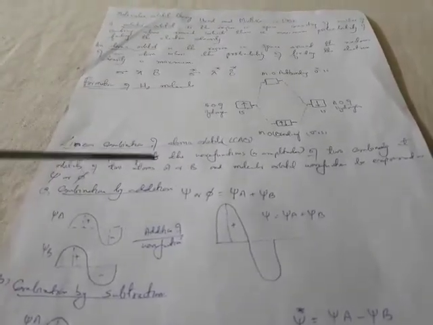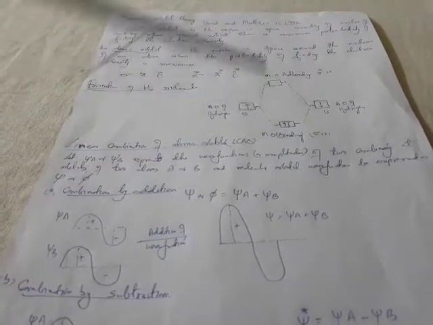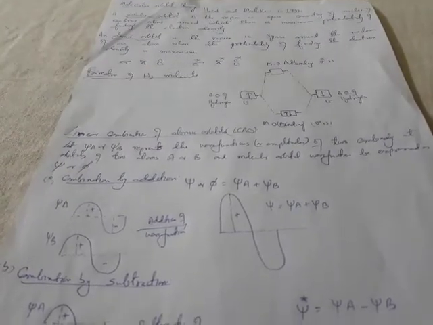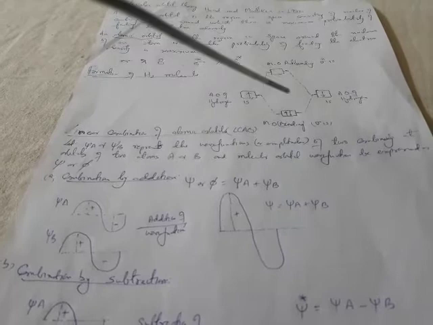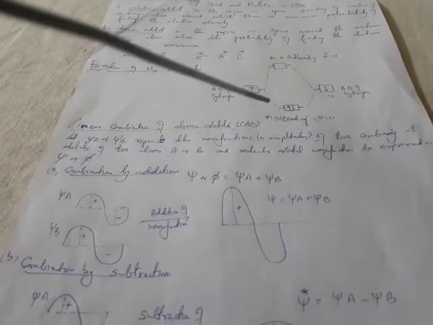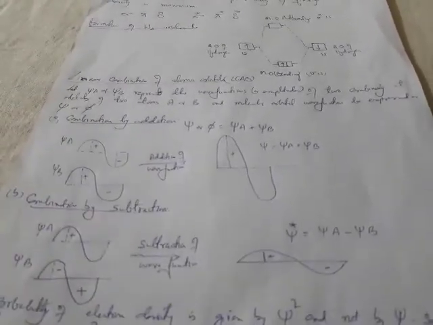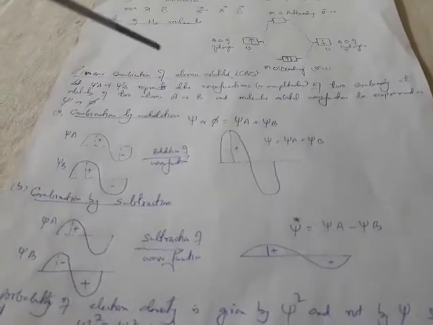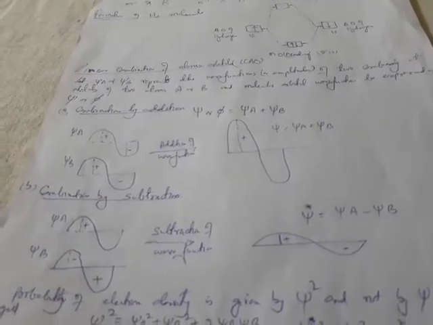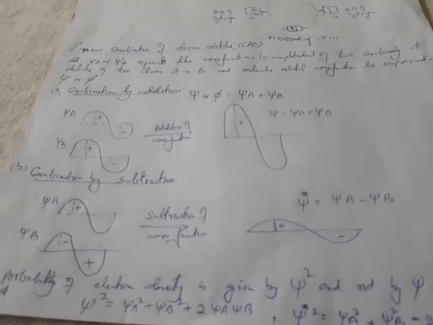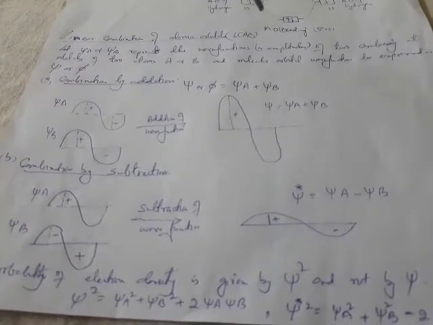Now, as far as this linear combination of atomic orbitals is concerned, we know that two types of molecular orbitals result. One is the bonding molecular orbital, and the other is the anti-bonding molecular orbital. These are formed by the linear combination of wave functions, since electrons are in the form of waves.